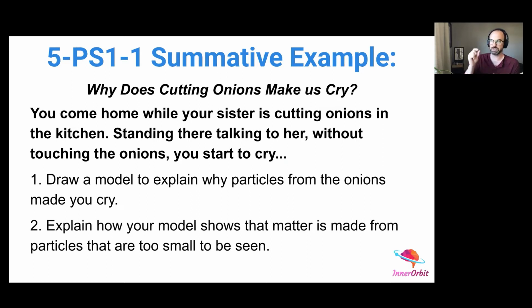So if students draw this model properly, they will definitely be showing that there are different scales. So they should show that there's an onion and that there's a smaller scale that we cannot see. So they'll be hitting that cross-cutting concept. They're definitely talking about the fact that matter can be subdivided into particles that are too small to be seen. That was another element in the DCI. And then for the SEP, we want students to use a model to explain a phenomena. And this is a phenomena. Why does cutting onions make us cry?